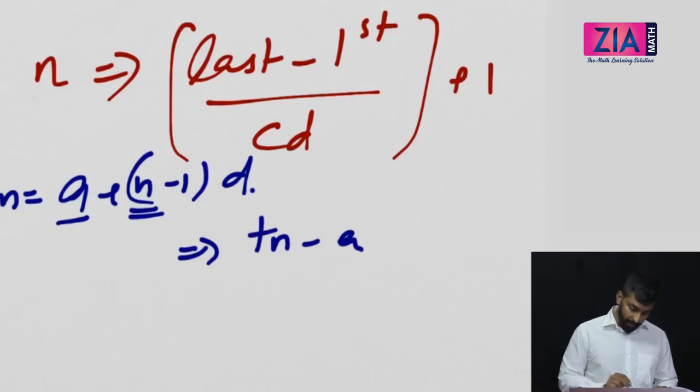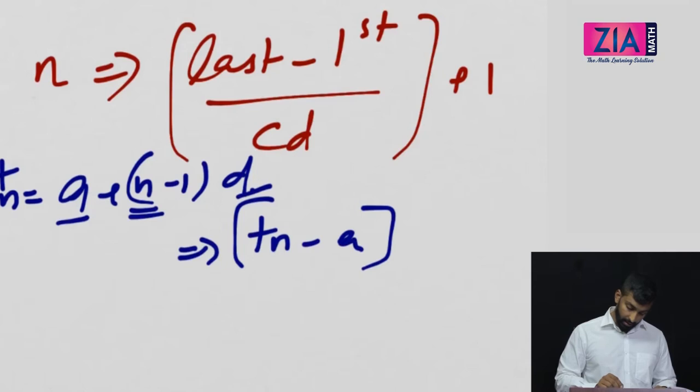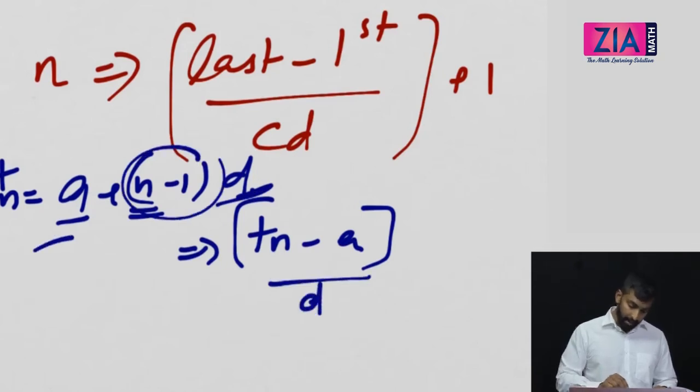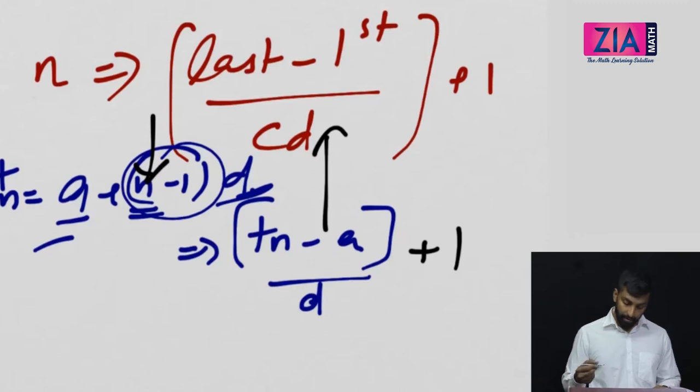N means this is tn, right? We are actually finding tn, the nth term. So this is nothing but tn minus a, that means last minus first. Now this d, when it comes here, it will be a denominator. Then d, then this n minus 1. N is what you need to find out, so minus 1 becomes plus 1. So that is what you have written here: last minus first divided by common difference plus 1. So these are two formulas which are required in most of the cases.